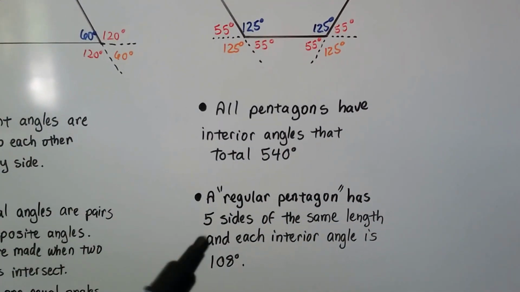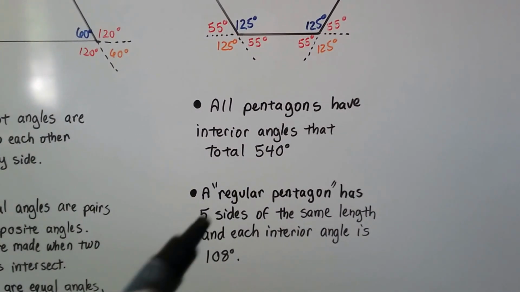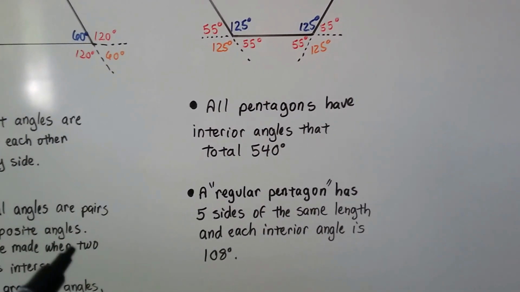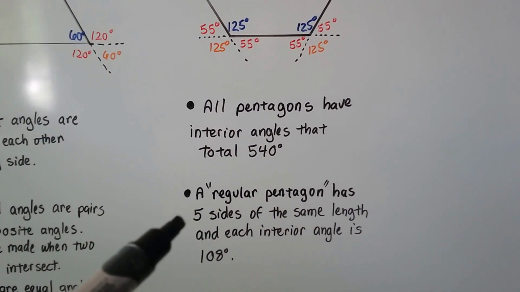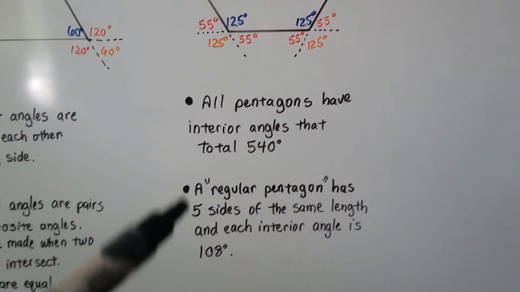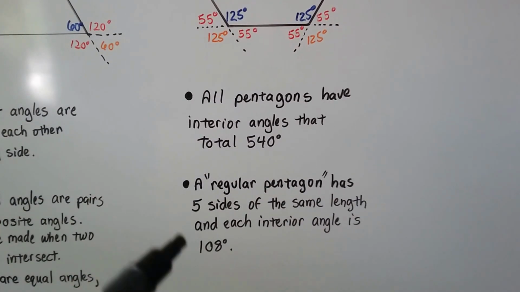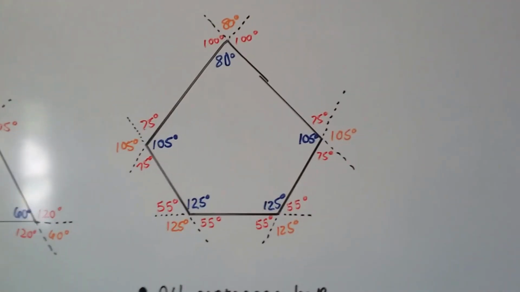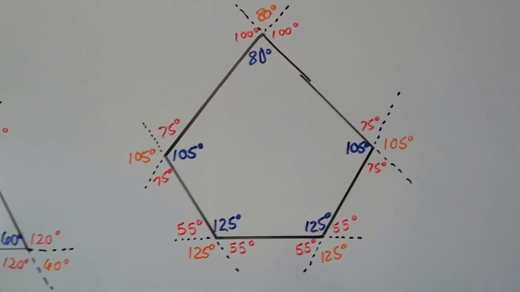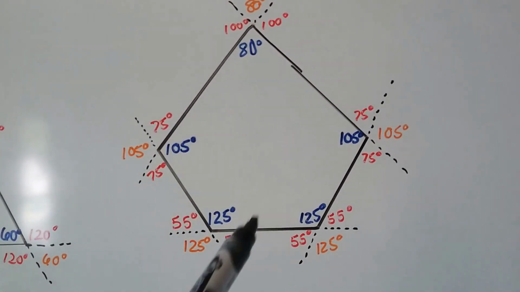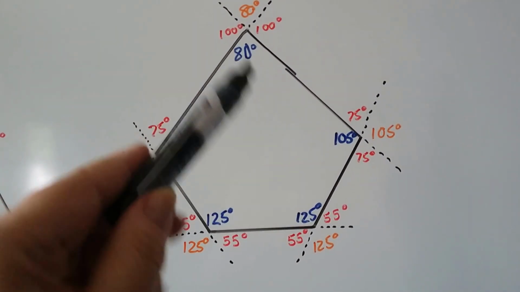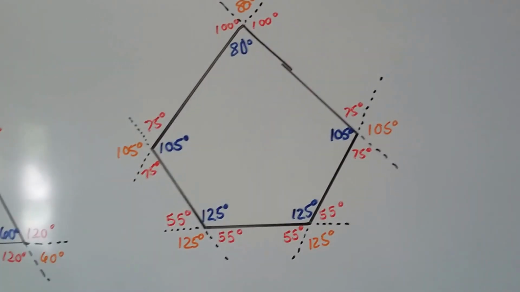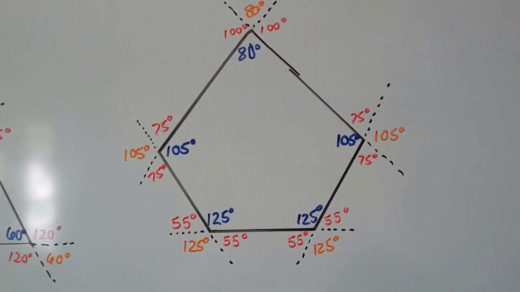But a regular pentagon has 5 sides of the same length. See, it says regular. So if you have a regular polygon, like a regular octagon, that means all 8 sides of the octagon have the same length. On a pentagon, a regular pentagon, all the interior angles are going to be 108 degrees. So this one's not a regular pentagon. But we knew the interior angles, and even if one of them was missing, we'd be able to add up the other ones and find out what's missing from 540. So we'd say, oh, the missing one must be an 80.